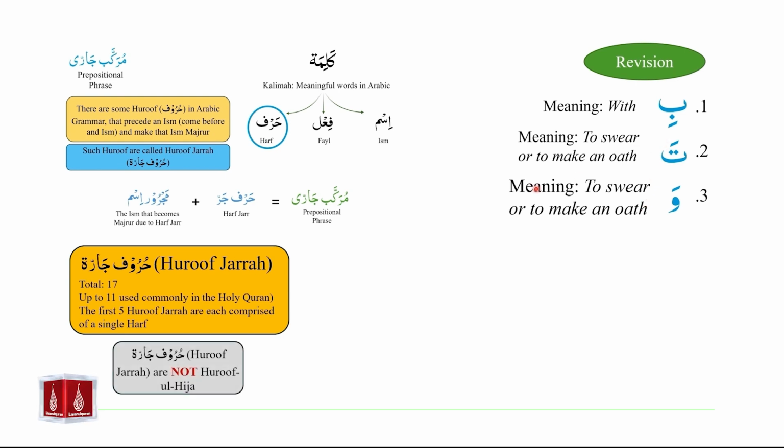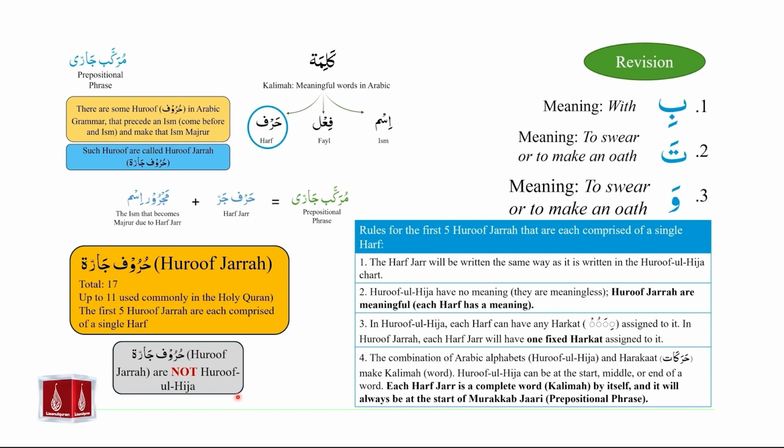Please note that these 5 huroof-e-jarrah that are each comprised of a single harf are not the same as huroof-ul-hija, and there are certain important points to note. First of all, each harf-e-jar will be written in the same way as it is written in the huroof-ul-hija chart. For example, ba is written the same way here as it is written in the huroof-ul-hija chart. Huroof-ul-hija have no meaning. They are meaningless. However, each harf-e-jar will have a meaning. For example, ba harf-e-jar means with.